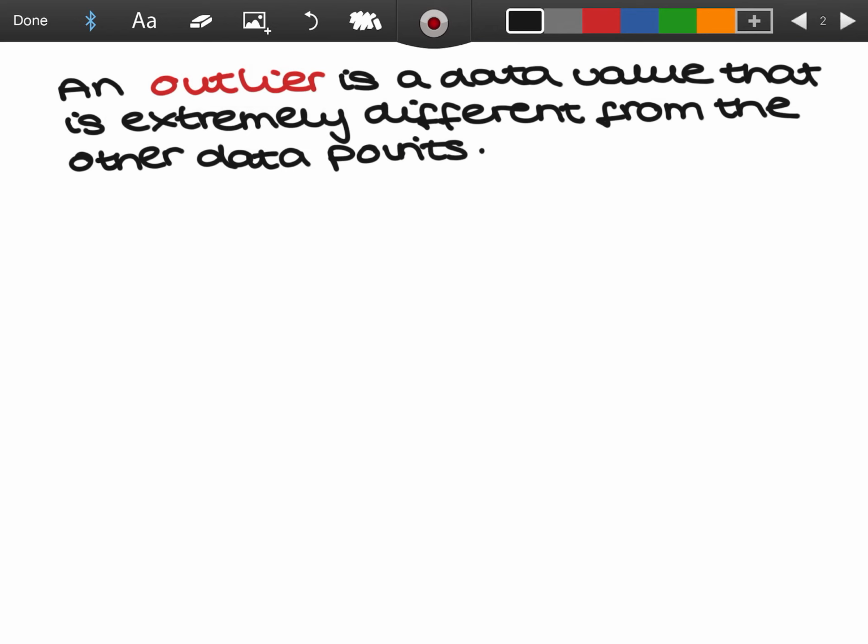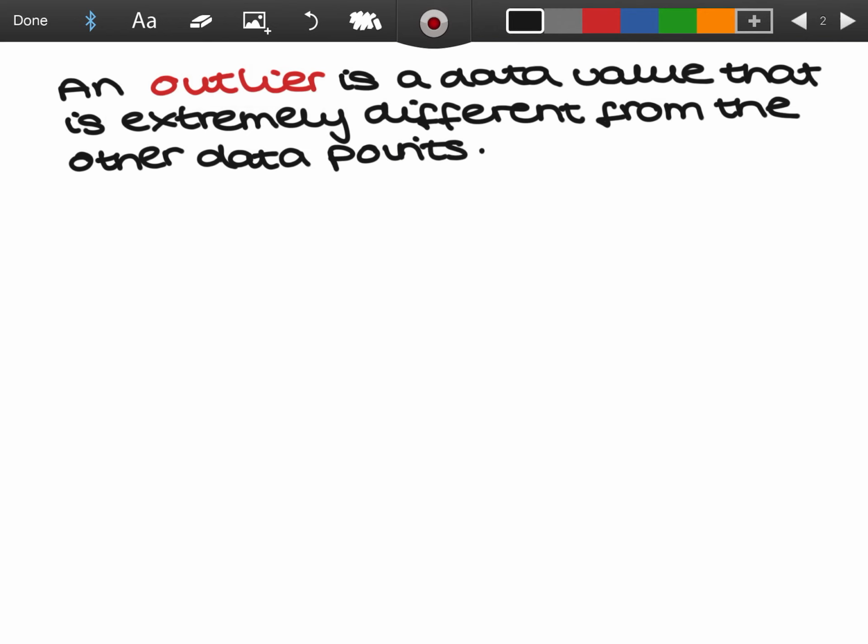You normally find most of your data is clustered around some kind of central point. They're normally clustered together, but sometimes you get a data point that is way different to all the others, and that would be an outlier.